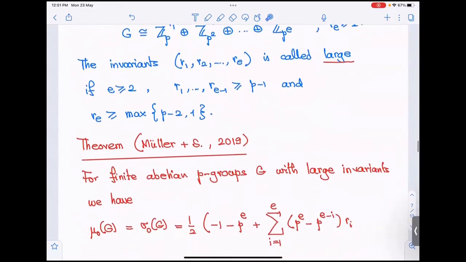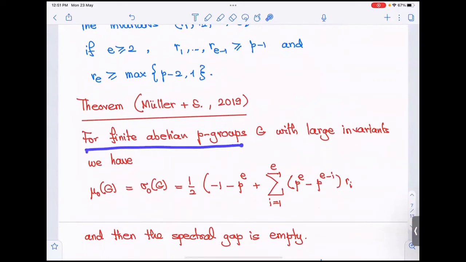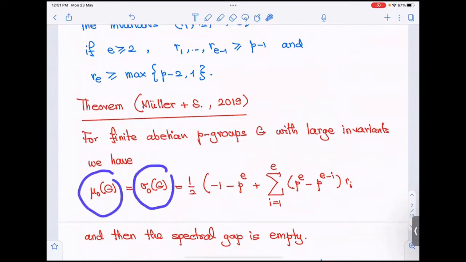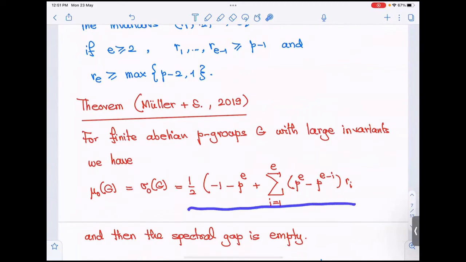And this was the result, that if you take a finite abelian p-group with large invariants, then the scaled spectra actually coincide, by showing that their minimum genus and the stable upper genus are exactly the same. So this theorem says that the scaled minimum genus and the scaled stable upper genus coincide with this particular number. And once this happens, their scaled versions of the minimum and stable are also the same, and there is no difference between the spectra sets.